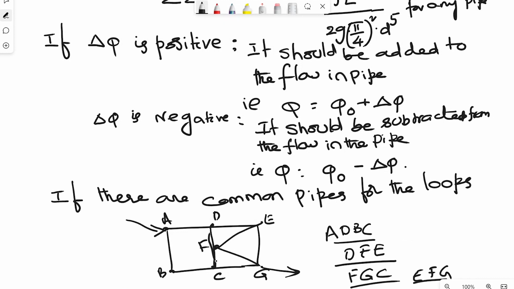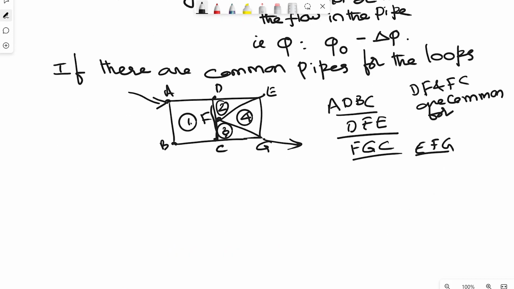Now, if you see this, DF and FC are common for loops. So DF is common for loops 1 and 2. Then FC is common for 1 and 3. Am I right? Then FE is common for 2 and 4. Then FG is common for 3 and 4. If there are common pipes for the loops, then what should we do?